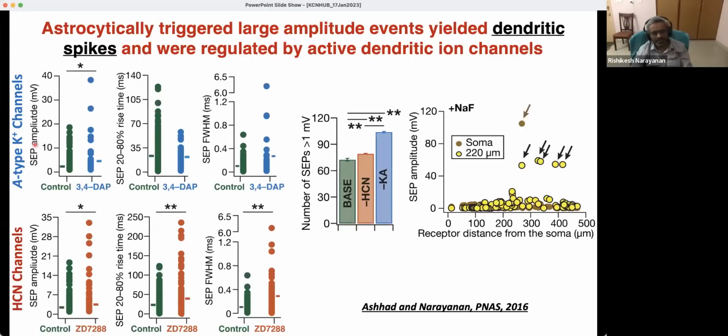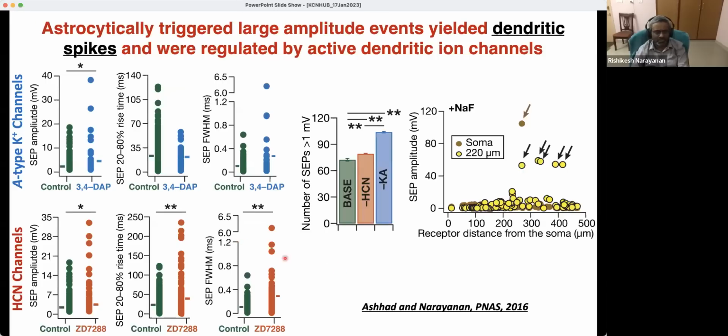He looked at the impact of the prominent A-type potassium channels and HCN channels which are present in the dendrites, and found that they do affect the amplitude and the detectable frequency of this. And with additional simulations, he showed that these plateau potentials can indeed bring about dendritic spikes, and some of them can convert into full-blown action potentials. Right? He also showed with specific NMDA receptor blockers that these are mediated by NR2B and NR2D receptors, which are extrasynaptically present.